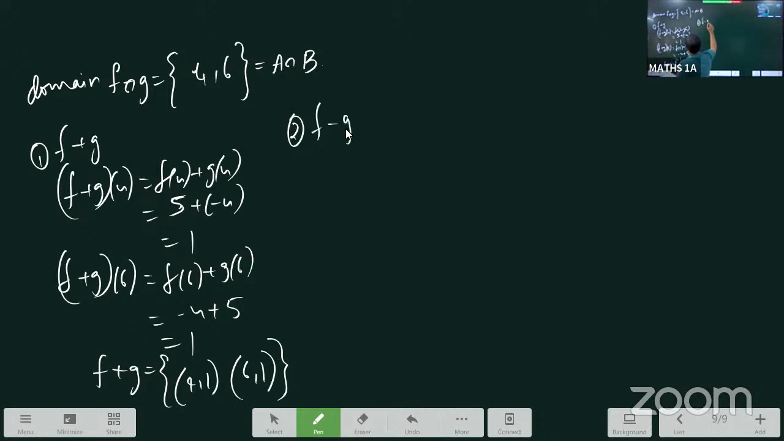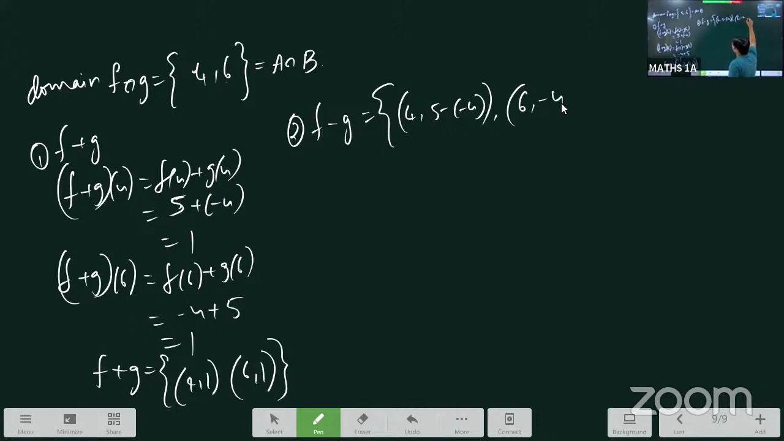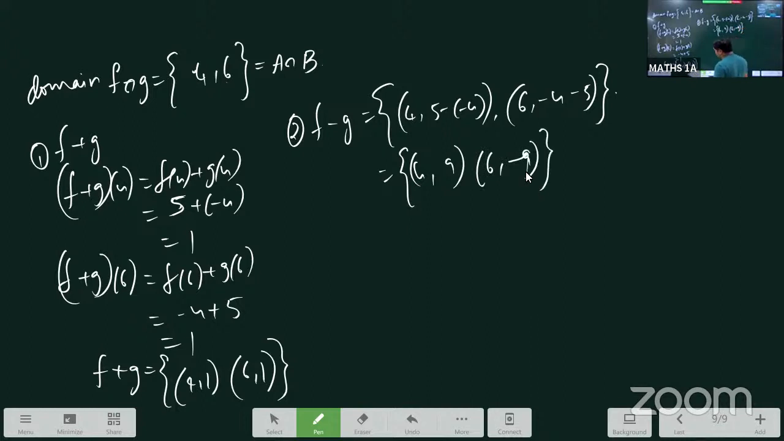That is f minus g, your second bit, correct? Again, f minus g means the common elements: 4. f of 4 is 5 minus of minus 4. And next, 6, what is your common domain? 6. So then f of 6 minus g of 6. What is your f of 6? Just now we did that: minus 4. Then g of 6 is 5, so minus 5. Correct? That is nothing but (4, 9) and (6, minus 9).